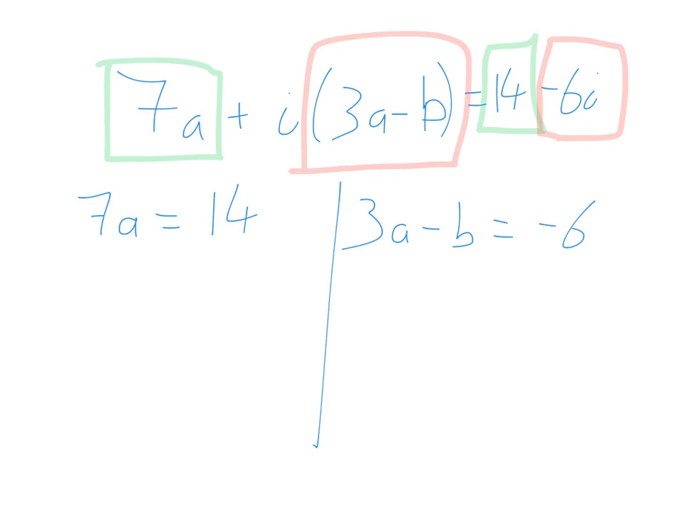So on the left hand side, if you want to solve for a, you want to get a by itself, so we'll divide by 7. We have to divide by 7 on the right side too. So 7a divided by 7 just gives us a, and 14 divided by 7 gives us 2. So we know that a is equal to 2. On the right hand side, we have 3a minus b is equal to minus 6. Now, there's actually two unknown terms here, so we'll have to look over to the left hand side and fill in a as being 2.